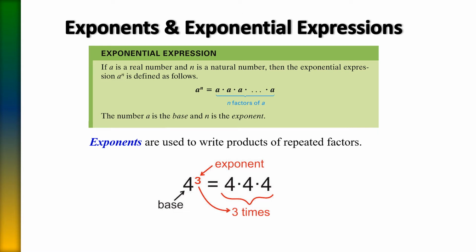Instead of writing that number again and again, for example, if I want to multiply the number 4 three times, instead of writing 4 times 4 times 4, I can write it with 4 being the number that's going to be multiplied. That's called the base. The small number in the upper right-hand corner is called your exponent. It tells you how many times you're going to multiply that base number. So 4 raised to the third power means I'm going to multiply the number 4 three times.